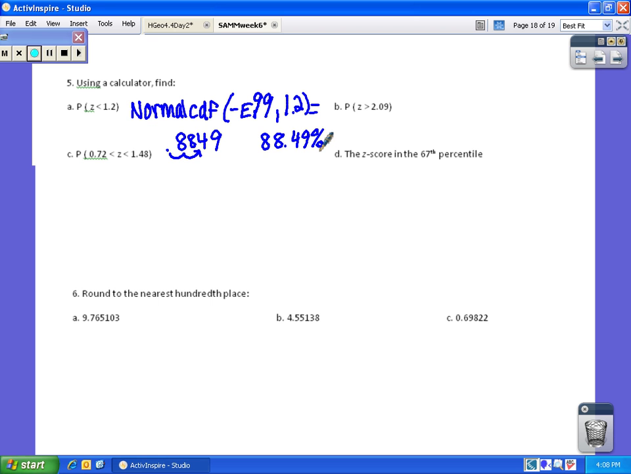Part B, notice that this is a greater than symbol and not a less than symbol. So that means that whatever answer we get, we're going to have to subtract it from 100. So your screen should look like this. And I end up getting 1.8%.